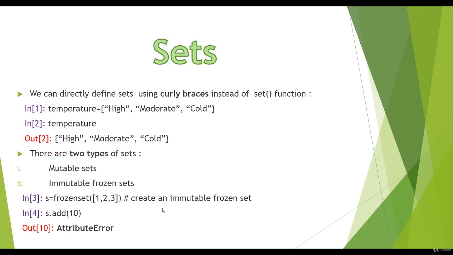Now instead of using the built-in function set, we can directly define a set using curly braces. Here is an example. There are two types of sets. Usual is the mutable set and another is the immutable frozen set. Here the frozenset function is used to create an immutable frozen set, and then when you want to add a value 10, it gives an attribute error because it is immutable.